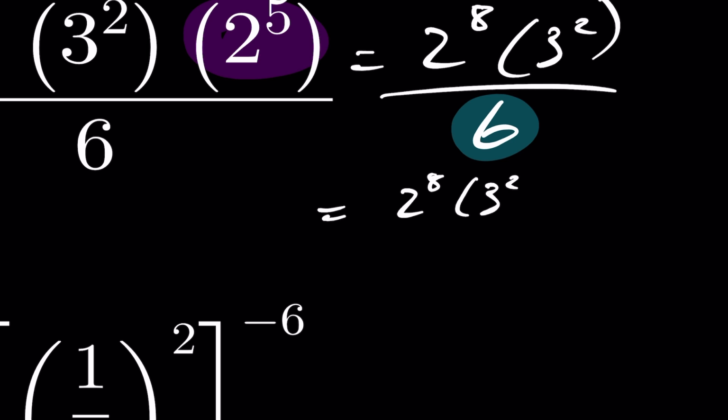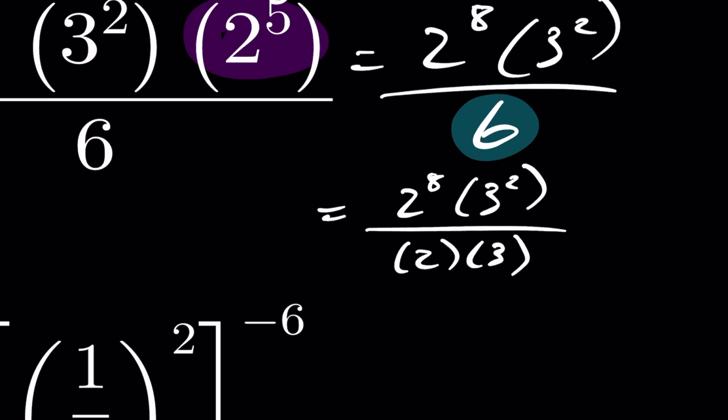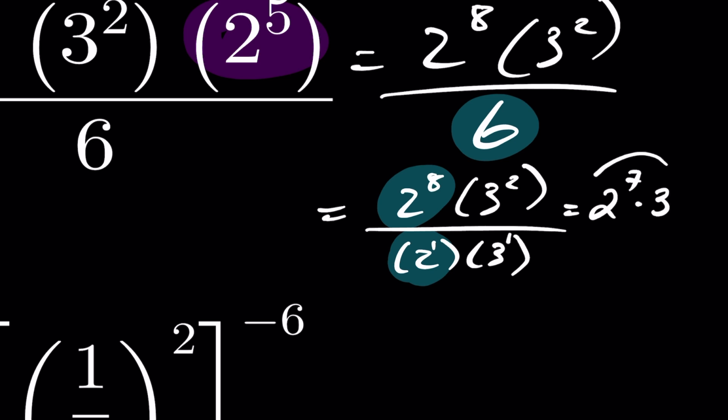Well, why would I want to do that? I'd want to do that because I have a 2 and a 3 in the numerator. So because of that, I now have 2 to the 8 divided by 2. And as we know, this is to the power of 1. And this is also to the power of 1. So this becomes 2 to the power of 7 times 3 to the power of 1, or just a 3. And then we can simplify our expression.